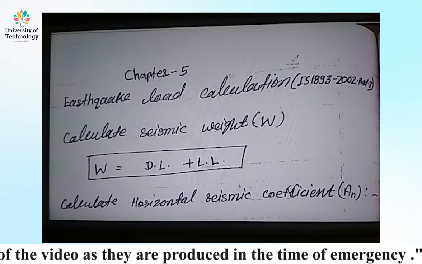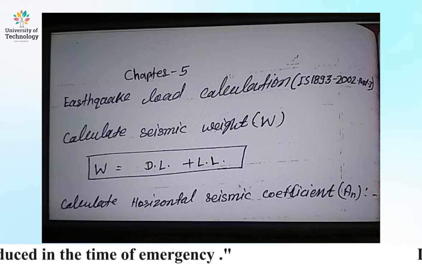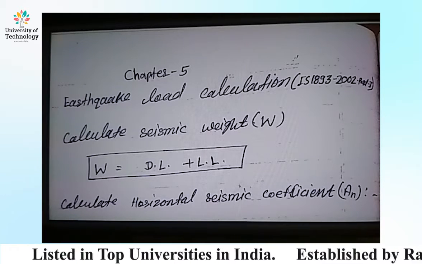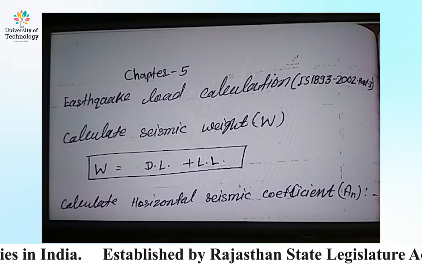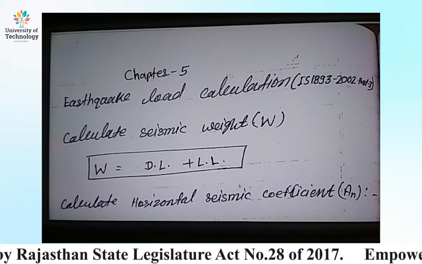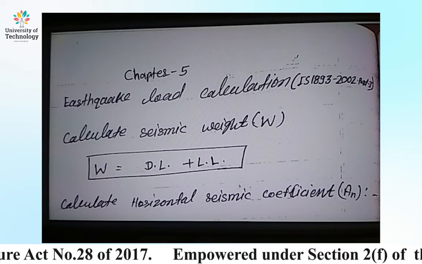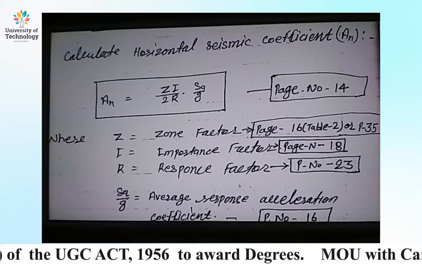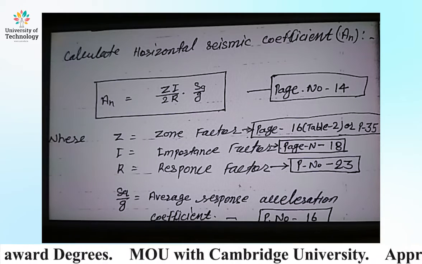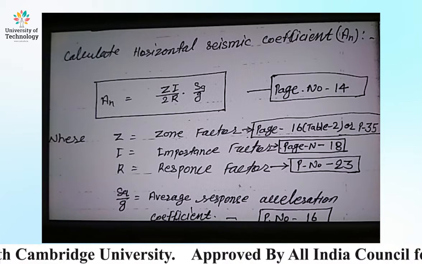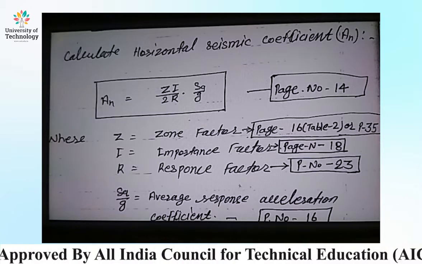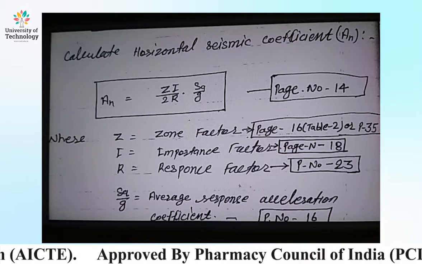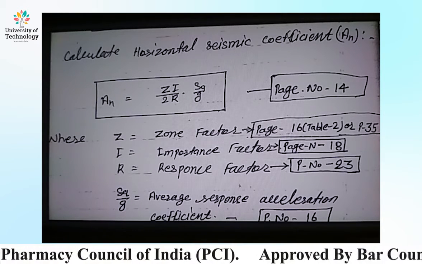Calculate seismic weight first, denoted by capital W. And what is seismic weight? Seismic weight is the combination of two loads, dead load and live load. After that, calculate the horizontal seismic coefficient, represented by capital AH. And what is the formula, which is given on page number 14? AH equals Z I upon 2R, into Sa upon g.